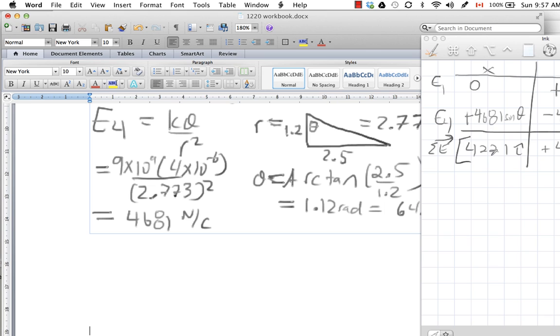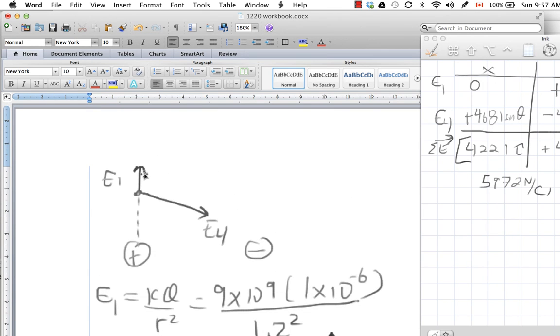If you convert that to a resultant by squaring the i, squaring the j, adding them together and taking a square root, you get 5972 newtons per coulomb, at an angle of about 0.79 rads, or 45 degrees in this direction. So even though E4 has a downwards negative y component, E1 is so large that the resulting field ends up pointing in this direction at around 45 degrees. So that's our lesson on electric field.